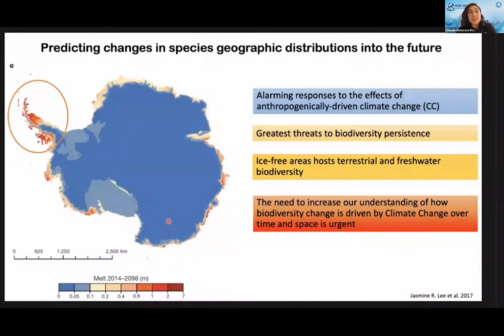Today, we are facing one of the greatest threats to Antarctic biodiversity persistence. Lee and collaborators in 2017 showed that Antarctica is melting at different rates in different areas, with the Antarctic Peninsula being the most affected area. As a consequence, we expect to see an increase of ice-free area. This is particularly important because these areas host almost all terrestrial and freshwater biodiversity. So we need to increase our understanding of how biodiversity change is driven by climate change over space and time, and we need to take on this task urgently.